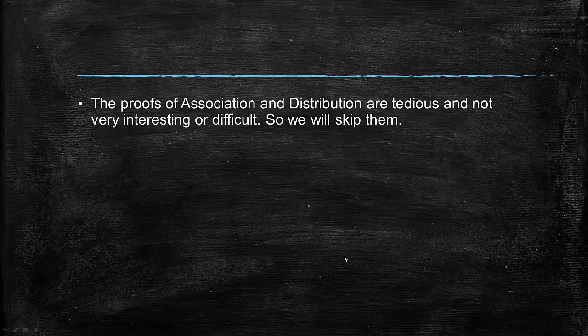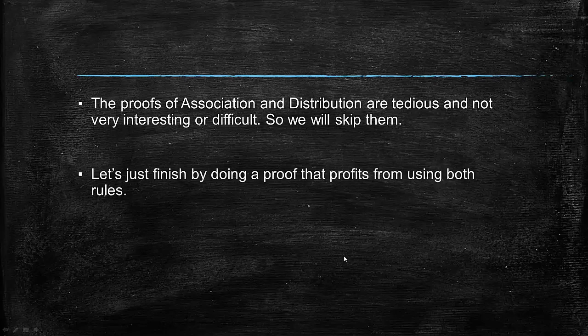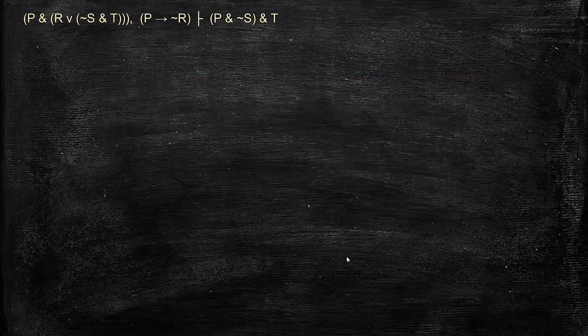Now the proofs of these are not really that interesting, and they're not that difficult. They take just a little while, but they're boring, and so we're going to skip them. But we'll just finish this little mini lecture by doing a proof that actually benefits from using both rules. So let's prove this, see if you can do it. (P and R) or (not S and T), and if P then not R, yields P and (not S and T).